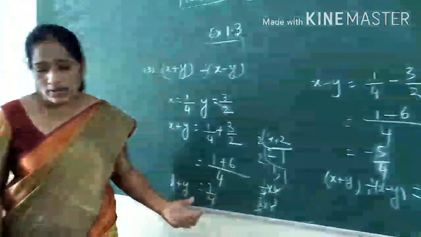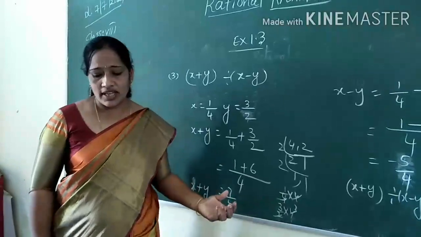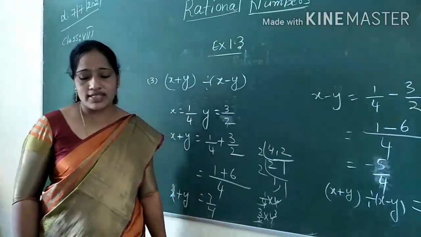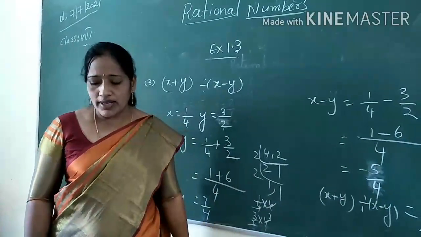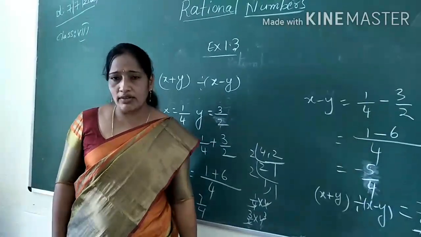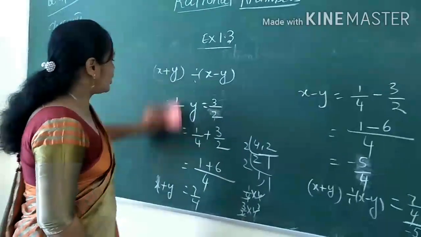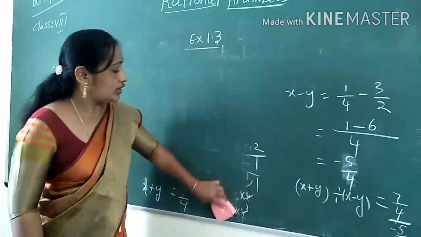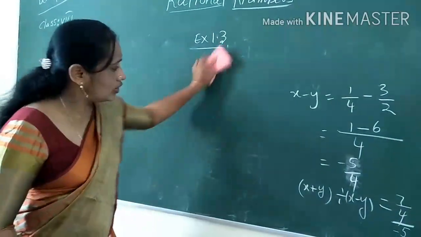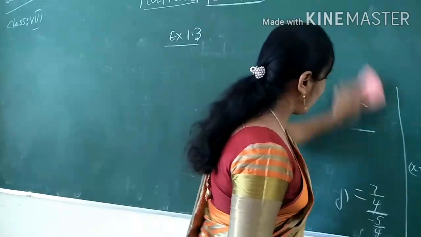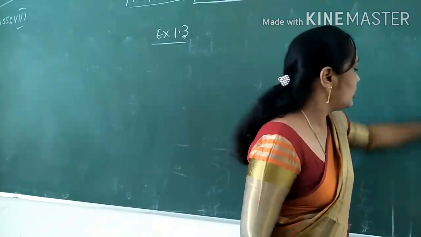Next, one more sum, the fourth one. Divide the sum of minus 13 by 5 and 12 by 7 by the product of 13 by 7 and minus 1 by 2. First, here what we need to do: divide. First we have to calculate the sum and the product.